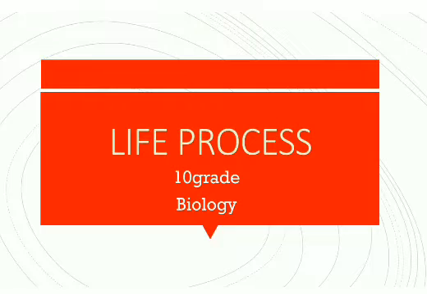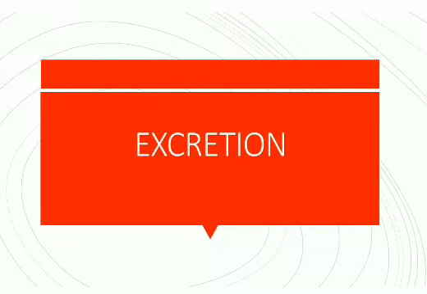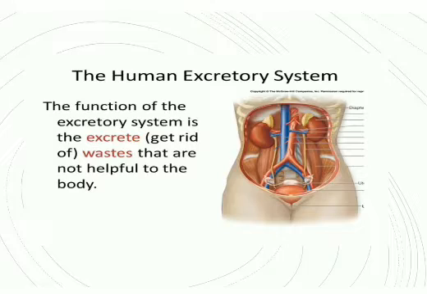This is a chapter, Life Processes, biology, and this is the excretion subtopic. We have already covered the kidneys, the chief organs in our body involved in the excretory system. The function of the excretory system is to excrete wastes that are not helpful to the body. The wastes are removed from our body; that is excretion.